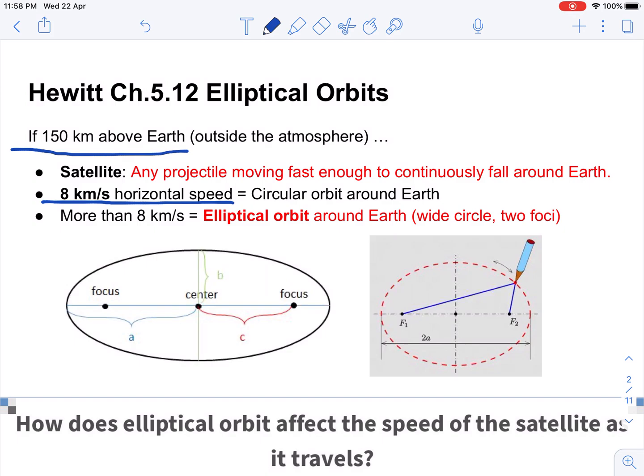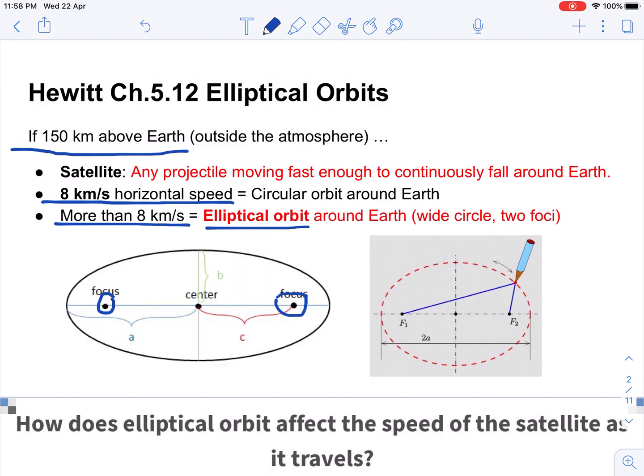This last part of the chapter takes us a step further and asks, okay, well, what happens if you go more than 8 kilometers per second? What if we are able to somehow launch our satellite projectile even faster? If it's a little bit more than 8 kilometers per second, you're going to achieve what's called an elliptical orbit. That's just referring to the shape of the orbit. It is an ellipse, which you can see here is sort of a wider circle, and it has two what they call foci, or two focus points.